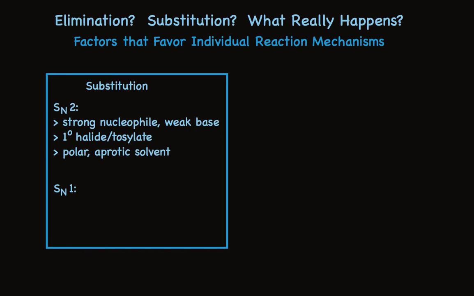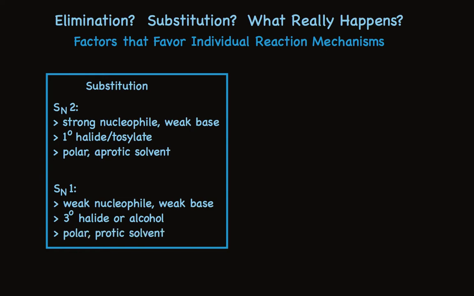The SN1 mechanism for reactions is favored when there's a weak nucleophile and weak base. The substrate is tertiary, whether it's an alkyl halide or an alcohol, and you're using a polar protic solvent.